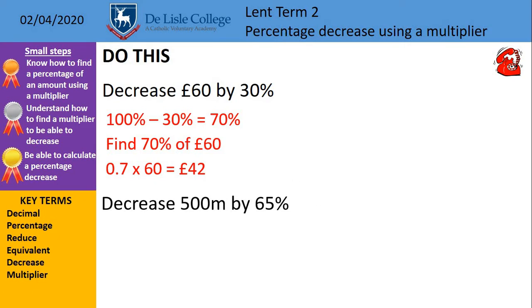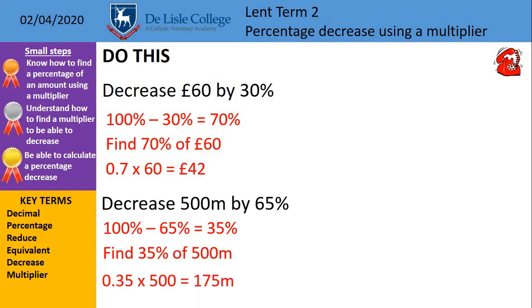The next one then, decrease 500 metres by 65%. So 100% of the amount is the 500 metres, so we're going to start with 100%, we want to decrease by 65%, so 100% subtract 65% means we want to find 35% of the original amount. So we want to find 35% of 500 metres, as this is the same as decreasing by 65%. So change the 35% to a decimal, so we want to work out 0.35 multiplied by 500, so the answer is 175 metres.